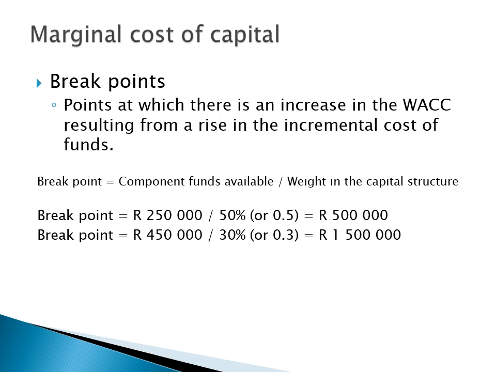The second breakpoint is then calculated, let's say debt, for instance. Debt, we have available facilities of 450,000, but debt is only 30% of our cost of capital, and therefore it is 450 divided by 30%, and that tells us the next breakpoint will be at 1.5 million Rand total funding.